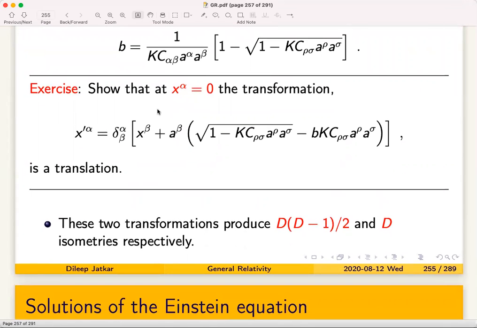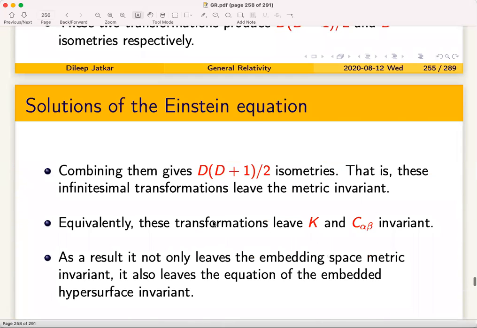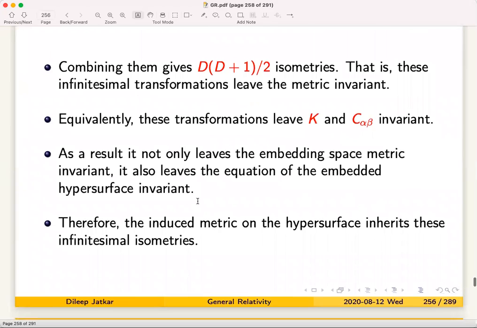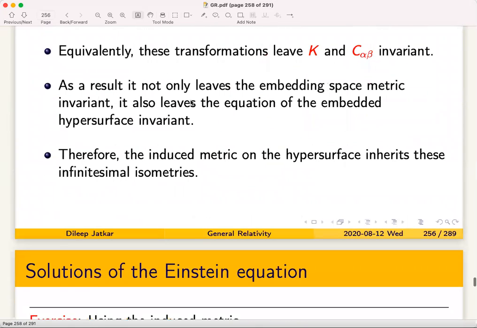So these two transformations together basically give us d into d plus 1 by 2 isometries. So that is how we obtain the solutions by embedding quadratic hypersurfaces in one extra dimension.